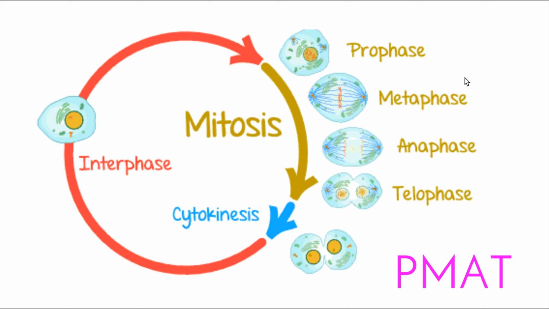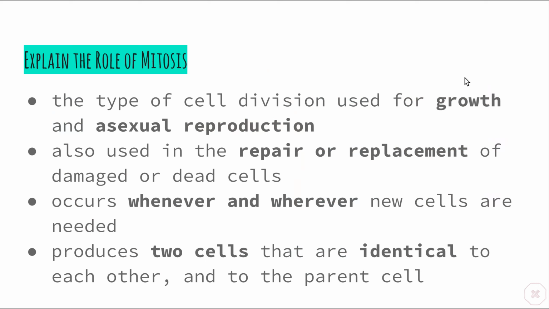So the big thing to remember, however, is just those 4 phases are mitosis. Okay, interphase is before, cytokinesis is after, prophase, metaphase, anaphase, telophase are our phases of mitosis. So the last thing we need to do is explain the role of mitosis. So why does mitosis take place? Cause and effect, because we haven't explained.